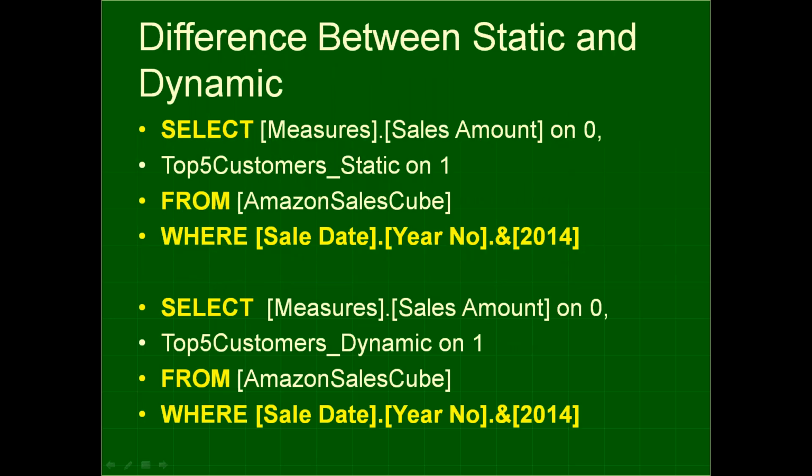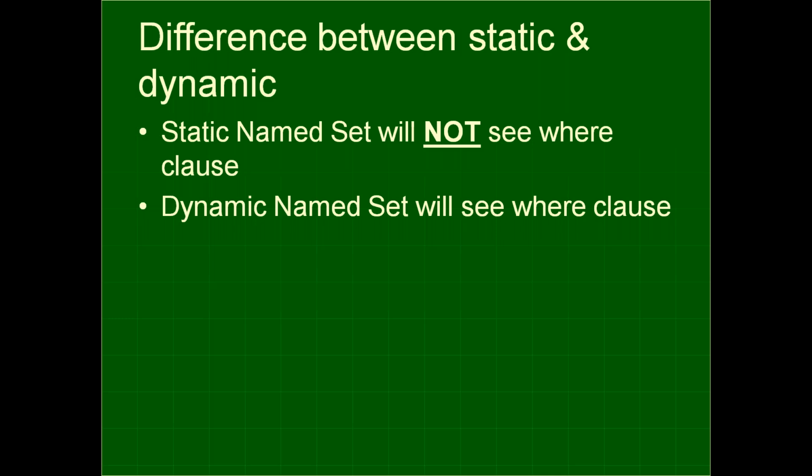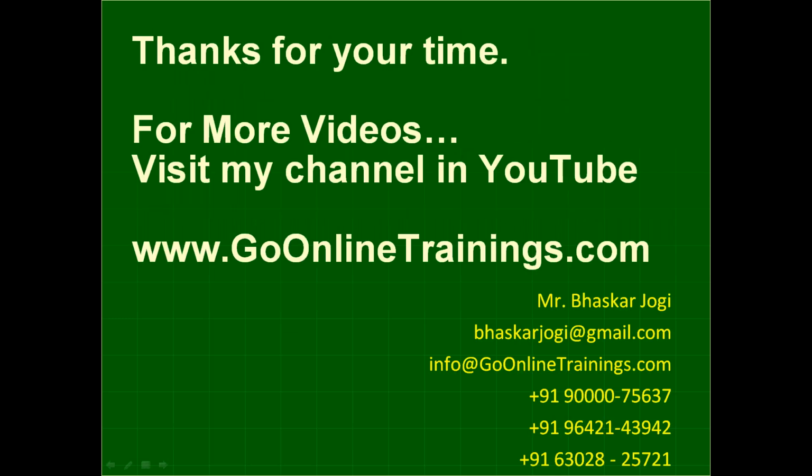Clear? So when I put 2014 and 2015, this is not going to execute the where clause properly. This is going to execute the where clause properly. Clear? Static named set will not respect the where clause. Dynamic named set will respect the where clause. Clear? So this is all about creating named sets.